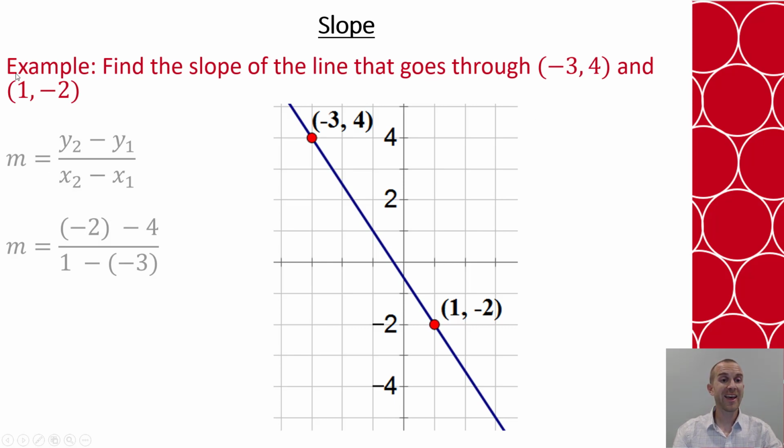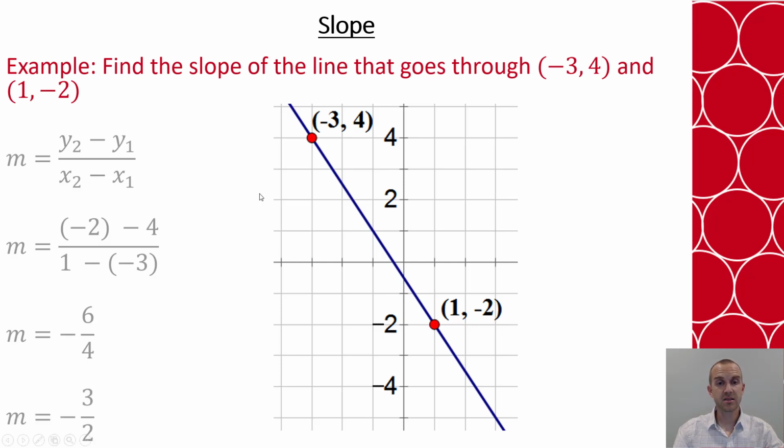I'm then going to take my x value from the second ordered pair, 1, and subtract the x value from the first ordered pair. Now I need to pay very close attention to my negatives here, because I'll have negative 2 minus 4 is negative 6, but 1 minus negative 3 is positive 4. And I would simplify this slope to become negative 3/2.